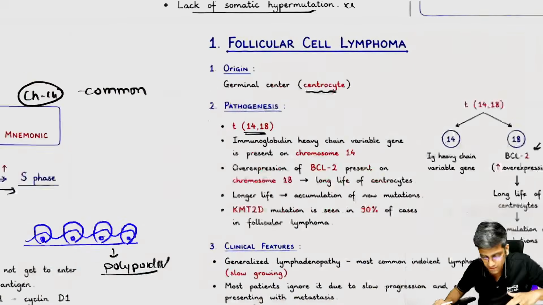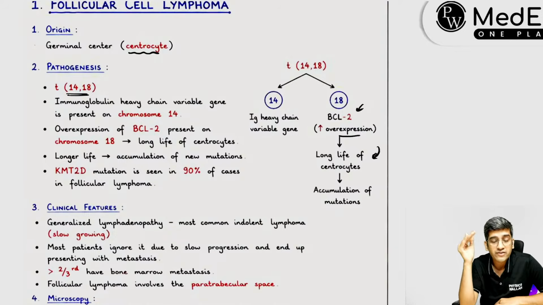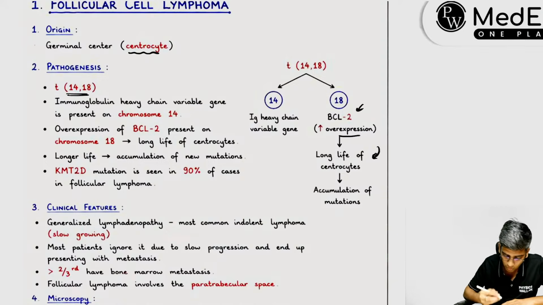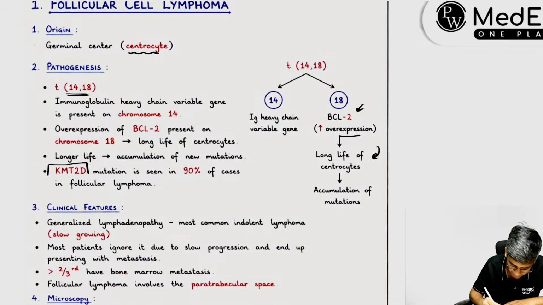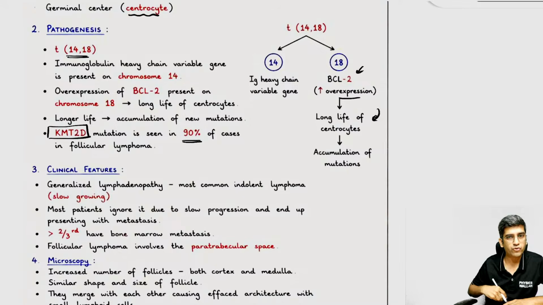That's a problem in case of a follicular lymphoma, right? So you'll have overexpression of that, which results in longer life. Whenever it's longer life, it will automatically keep on accumulating new mutations. That's by default the problem, because if you live for 150 years, you'll make mistakes, right? One of the important mutations is this guy, KMT2D mutation, that is seen in close to 90% of the cells of follicular lymphoma.